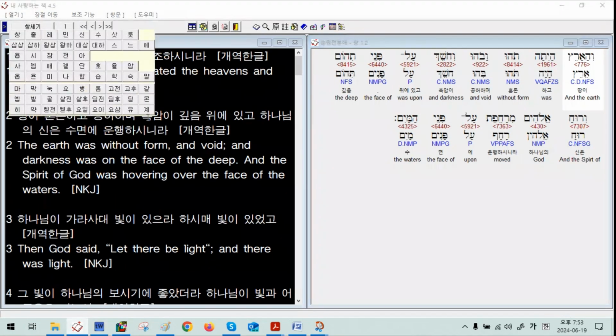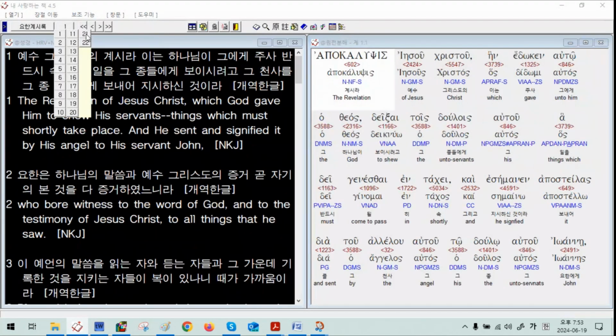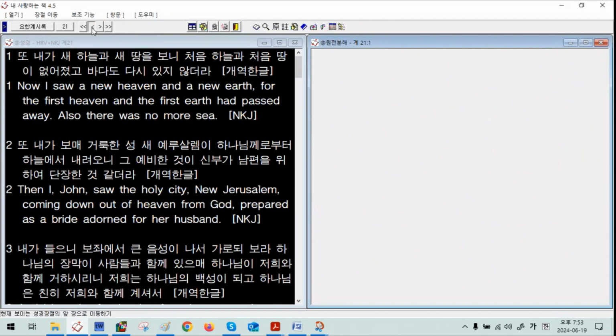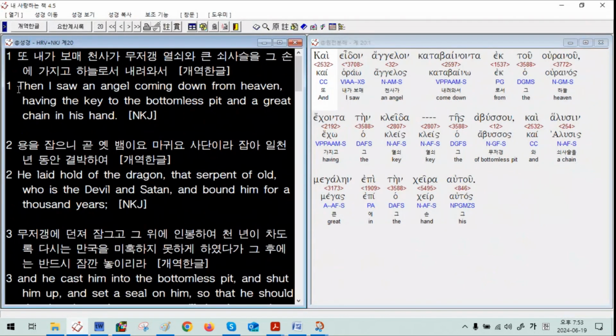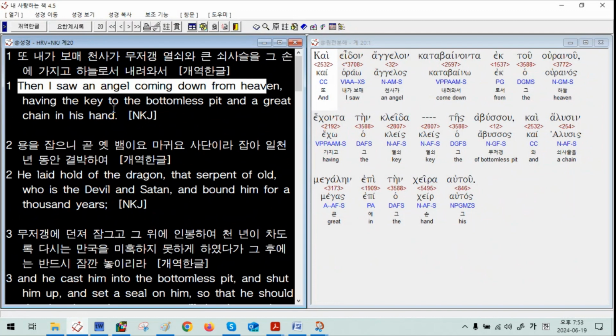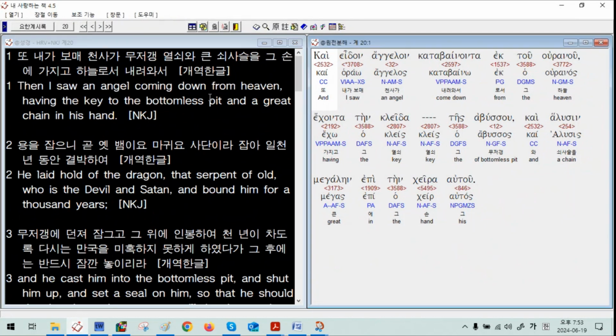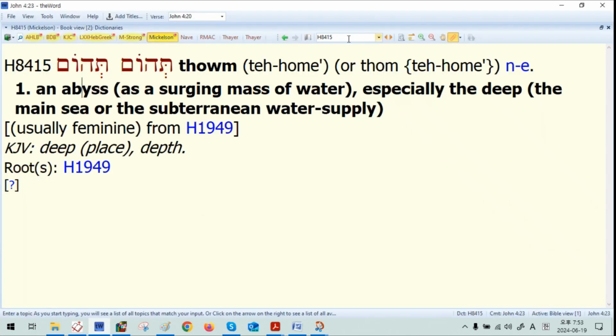When we go to the book of Revelation, chapter 20, then I saw an angel coming down from heaven, having a key to the bottomless pit. Look at the bottomless. You see, abyssos is abyss. Let's go look at number 12 in the Hebrew.